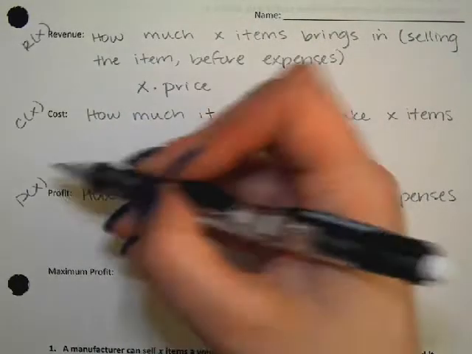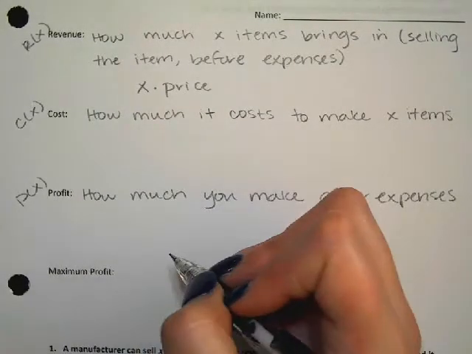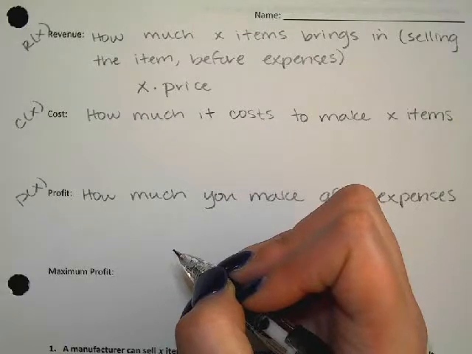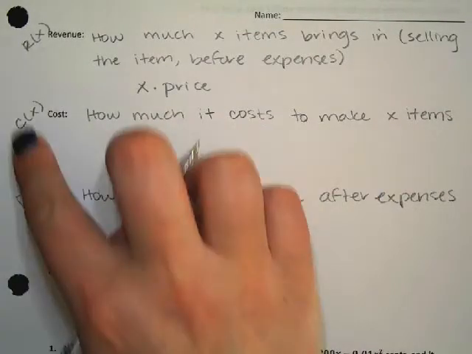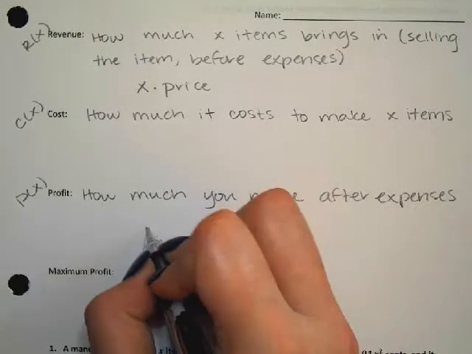So how could we relate these three together? X times price minus X times cost. What if we were just using these three things? Well then, P of X equals R of X minus C of X.